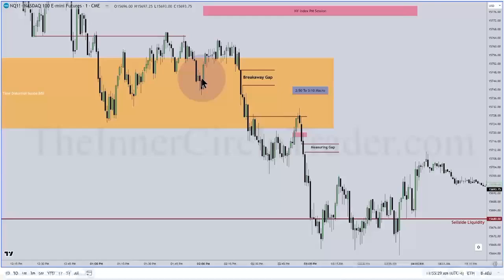So you wait for what? 2 o'clock, and then wait for displacement. What does that look like? Right here, it takes out that short-term low, boom. But now we have what? We're late in the day.